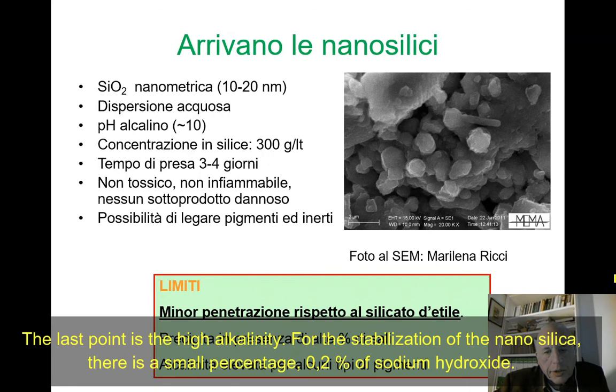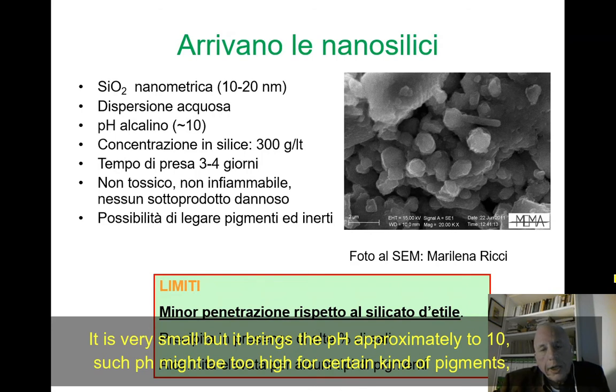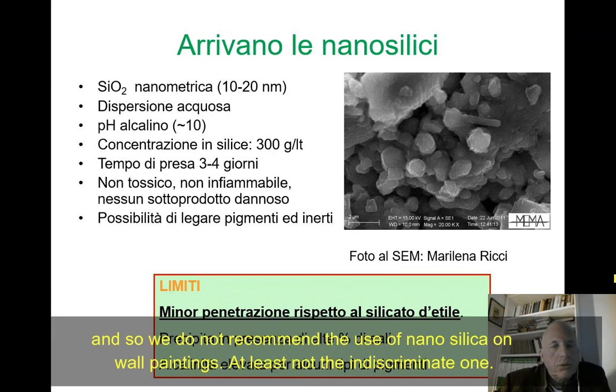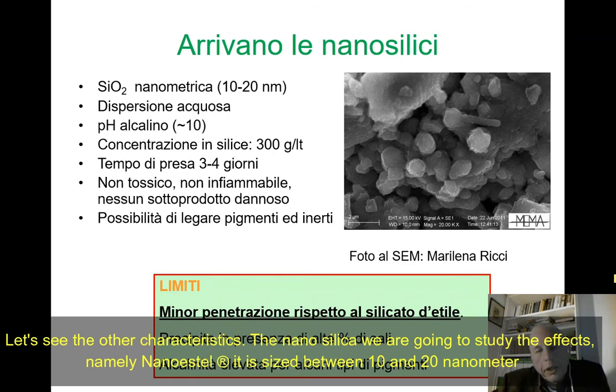The last point is the high alkalinity. For the stabilization of the nanosilica, there is a small percentage, 0.2% of sodium hydroxide. It is very small, but it brings the pH to approximately 10, and such pH might be too high for certain kinds of pigments, and so we do not recommend the use of nanosilica on wall paintings, at least not the indiscriminate one. Let's see the other characteristics.